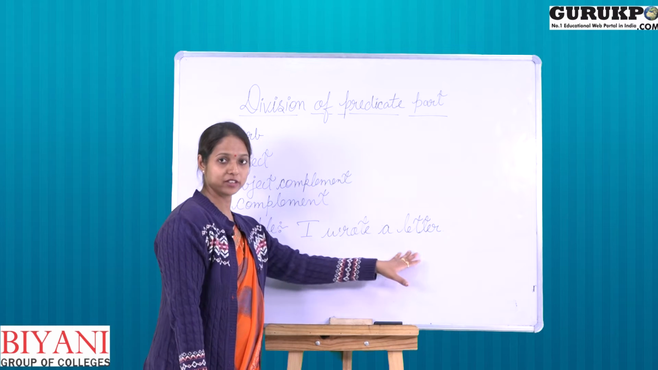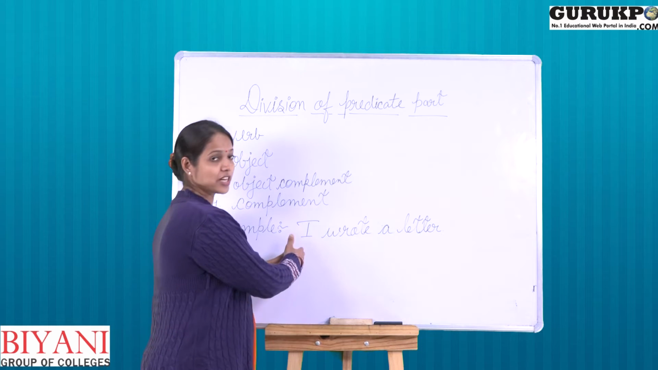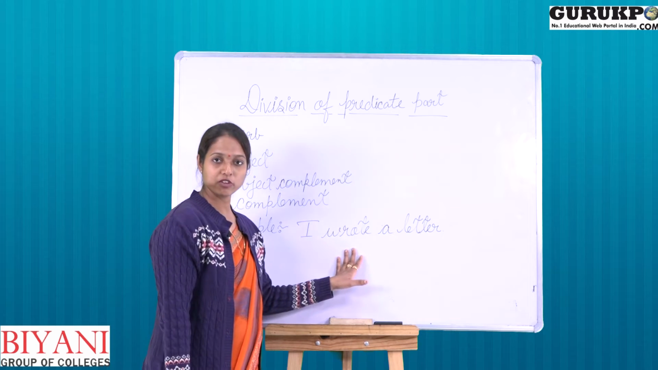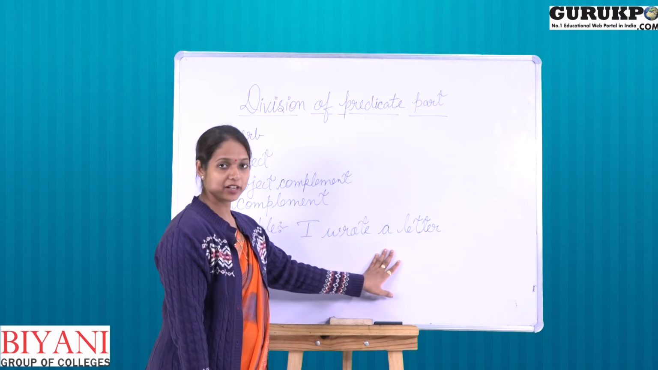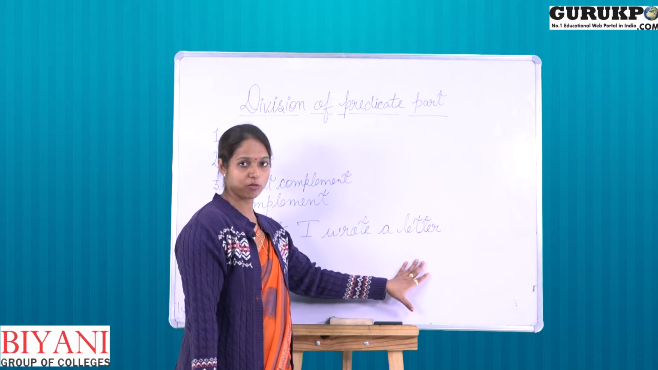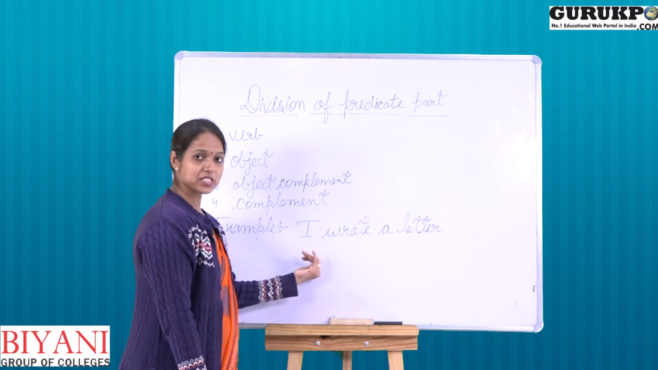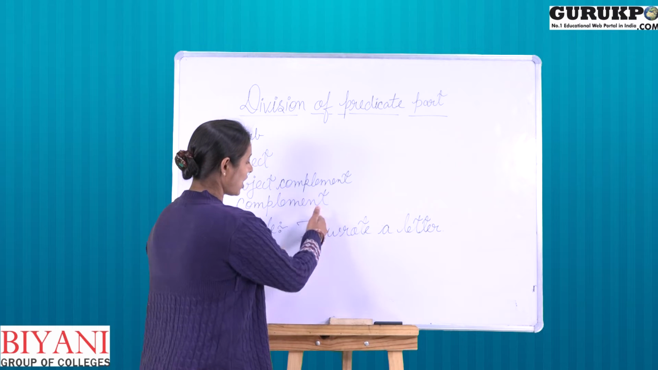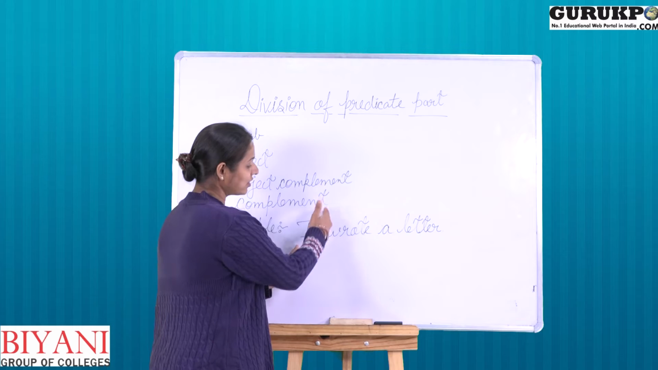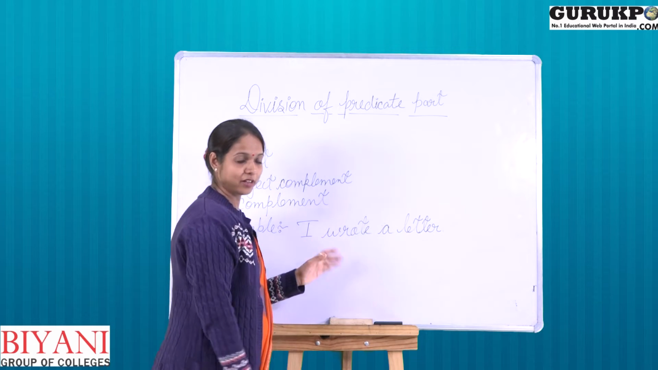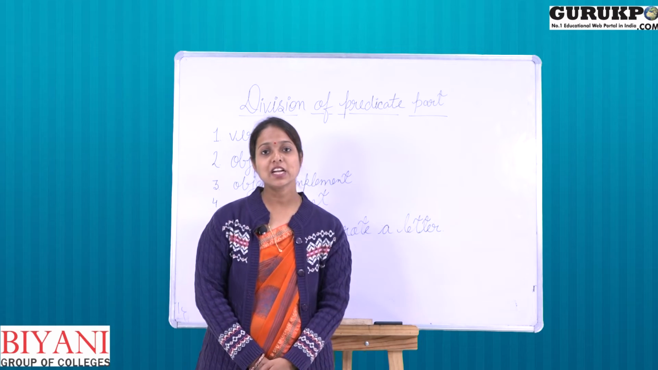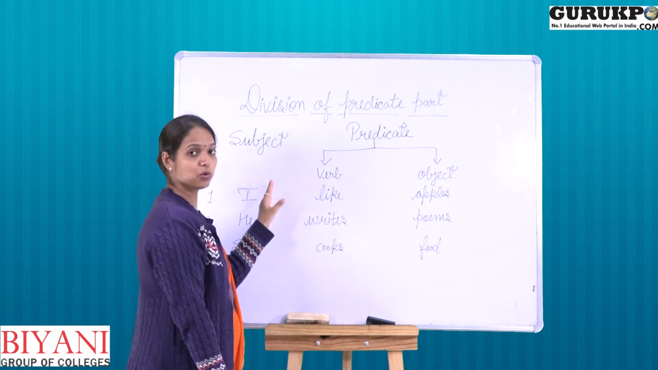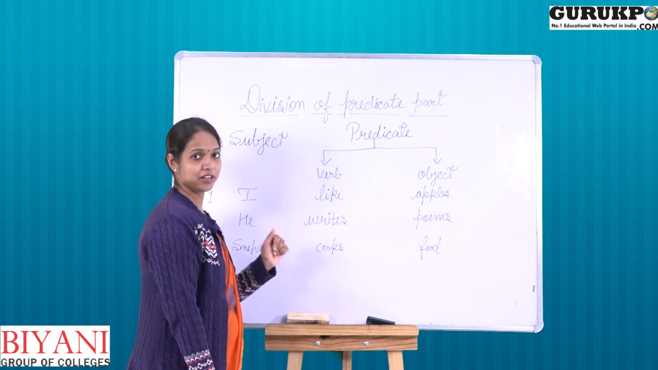I wrote a letter. In this sentence, I stands for subject, wrote stands for verb, a stands for article, and letter stands for object. In this sentence, we can classify the subject and predicate part. I is the subject part, whereas wrote a letter is the predicate part. Now we will understand this by a table. This is a table which is divided into two parts, subject and predicate.